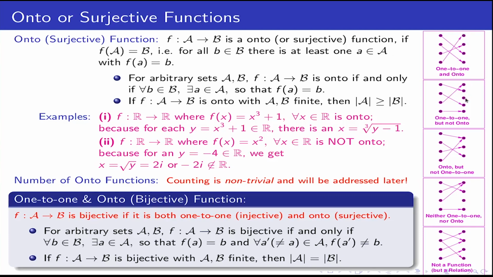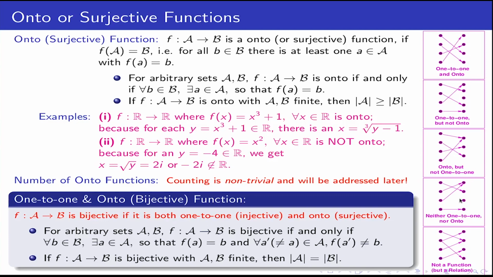Here you see it is not onto, because there is some element in B which is not associated with any element in A. This one is onto but not one-to-one, because every element in B has an association from A, but it is not one-to-one due to the first element in B, because it is associated from two different elements of A, which prevents it from being one-to-one.